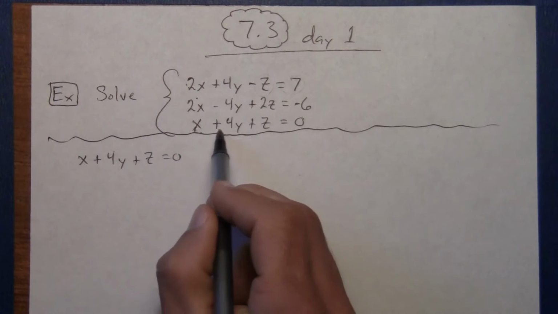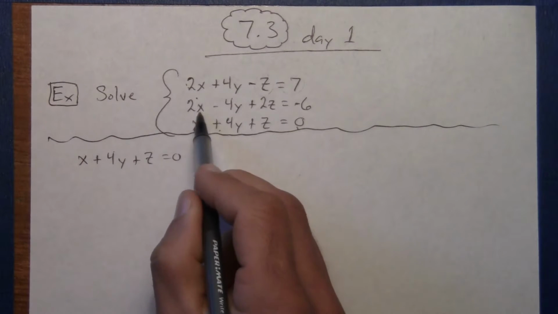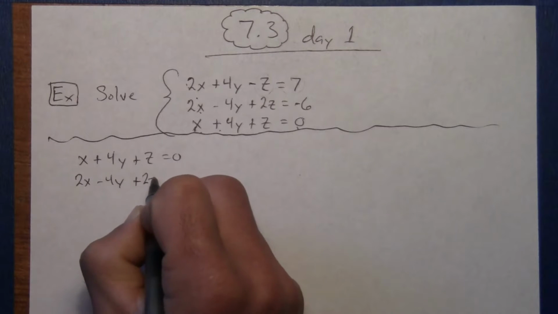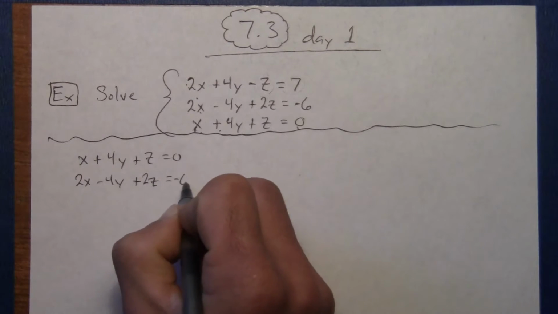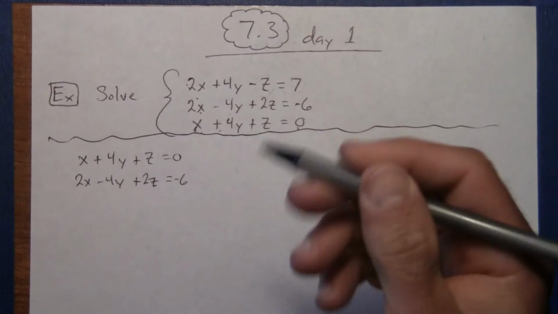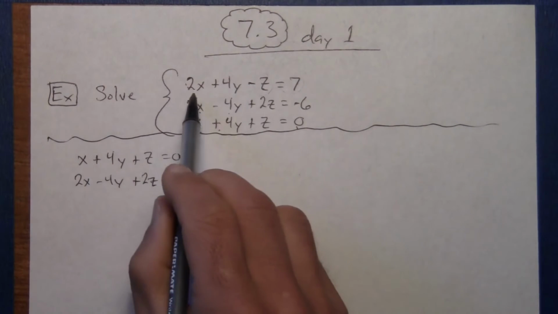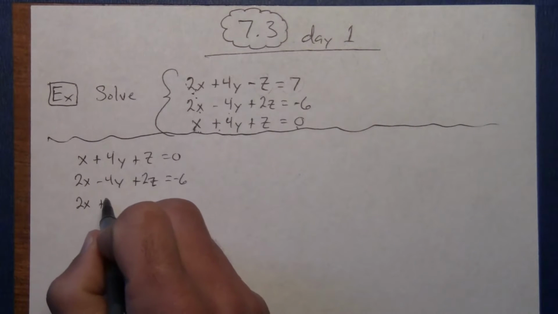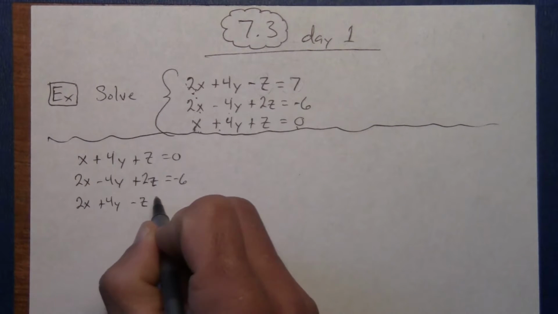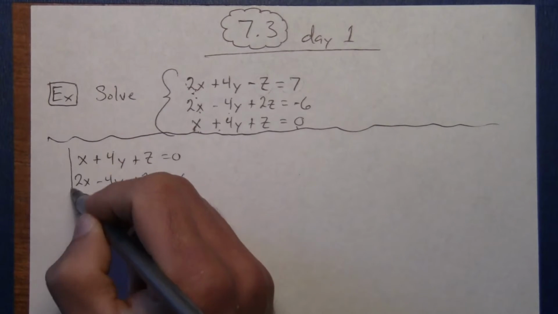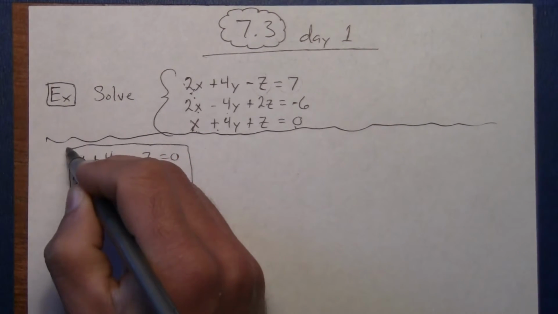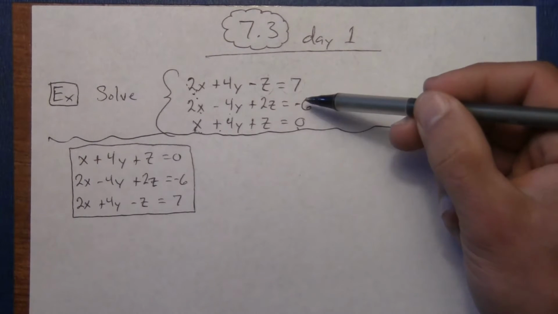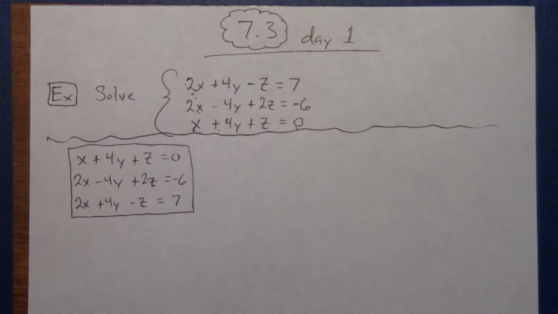So now it's x plus 4y plus z equals 0. I'm going to keep the 2x minus 4y plus 2z equals negative 6 in the middle. If I want to, I could rearrange the whole thing. I can interchange equations, so it doesn't matter how many I interchange. And then the one that was on top, I'm going to put on bottom. So it's now 2x plus 4y minus z is equal to 7. And this is the step that I said on the homework. If this problem is written down when you're doing your homework, you don't need to copy this down and then do this. You can just do the first step right away.